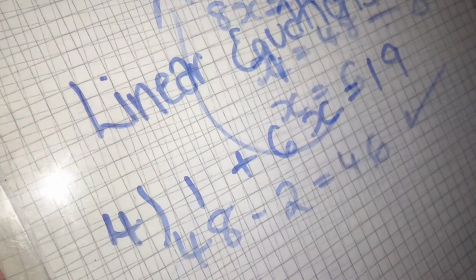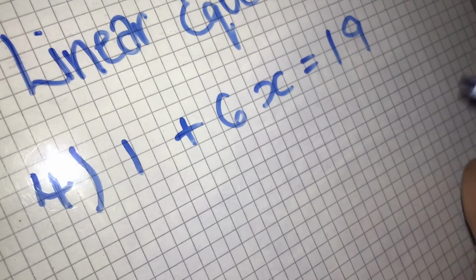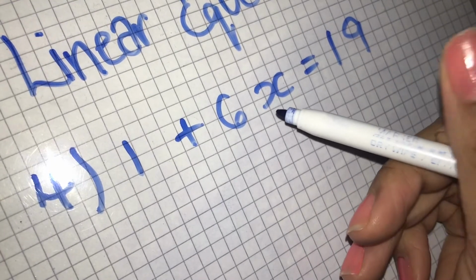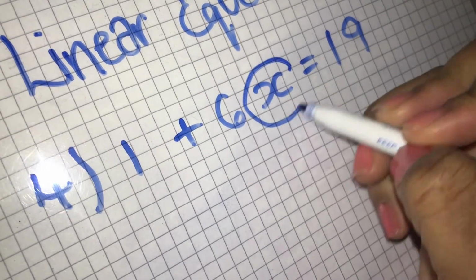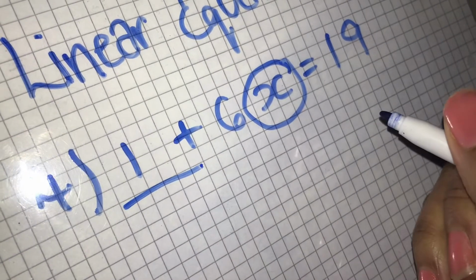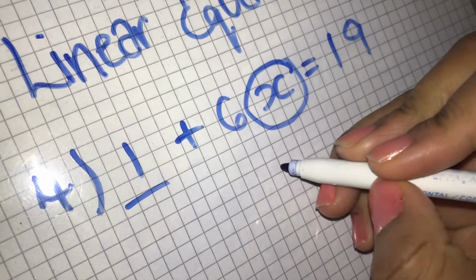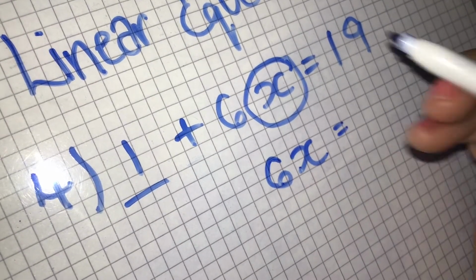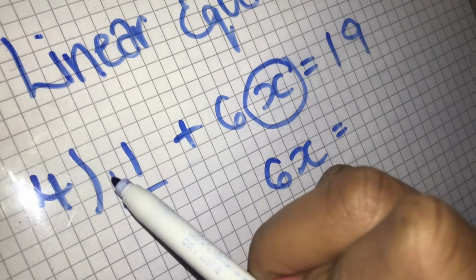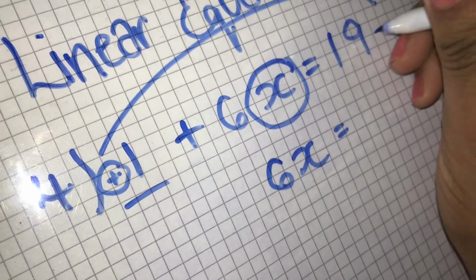Let's try another one. Okay, so this one is 1 plus 6x equals 19. So we want to get the x on its own again, okay? So we need to get rid of this side. So we need to get rid of that 1. So 6x equals, we're going to move this. This is actually a plus 1. We're going to move that over to make it a minus.